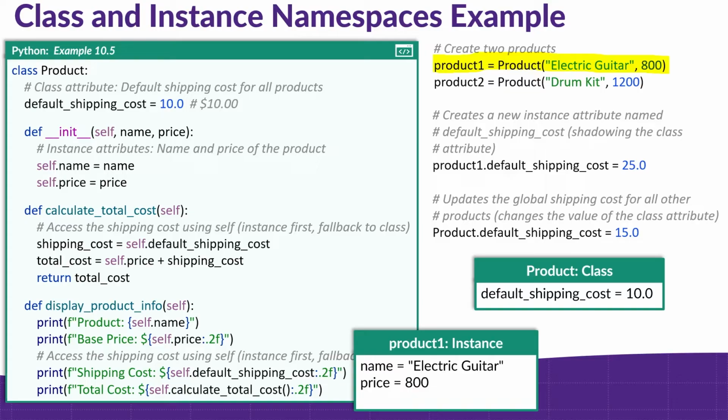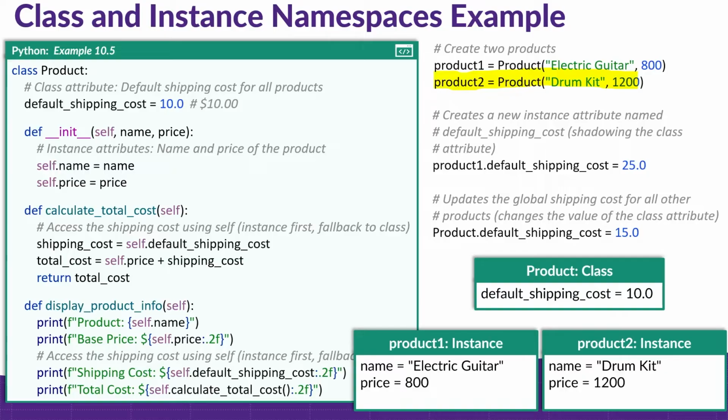Now, when we make an instance of product 1 in this case, there is going to be an instance namespace. So within product 1, we have two instance attributes, name and price. Name's going to be electric guitar, price $800. For the next instance, product 2, we also have a unique name and price. In this case, drum kit, and price of $1,200.